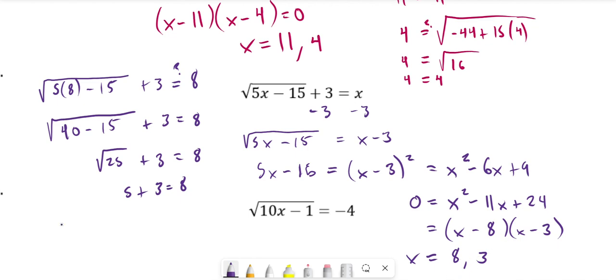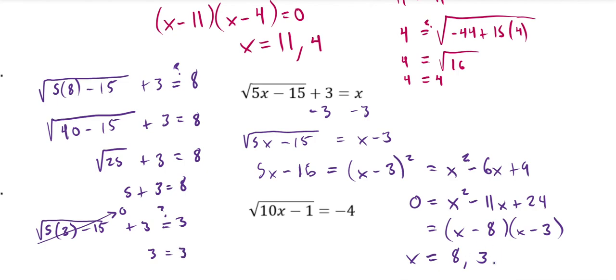What about 3? Well, plugging in 3 here, we wind up with the square root of 5 times 3 minus 15 plus 3 is equal to 3. Well, 5 times 3 is 15, so this is actually just 0. And then we definitely get 3 is equal to 3, so these are two actual solutions.